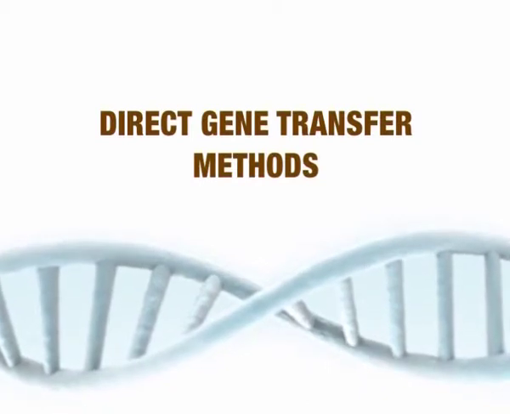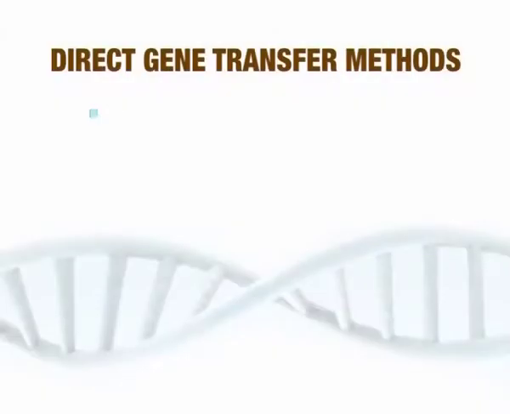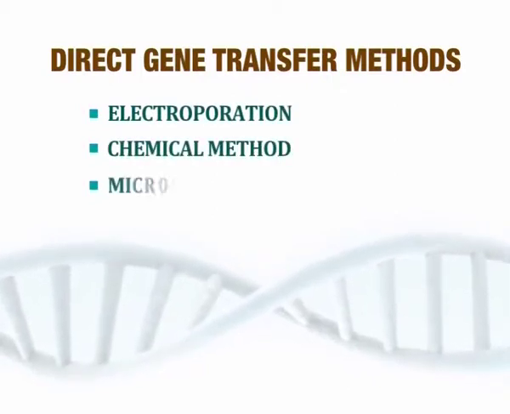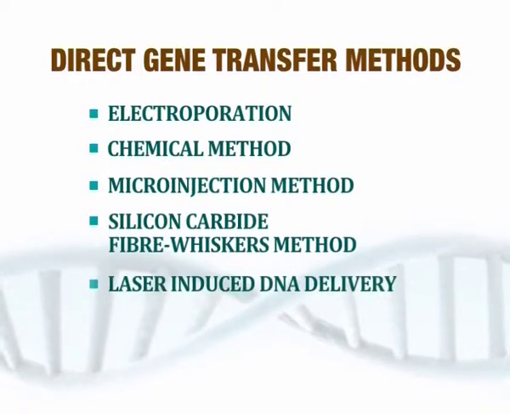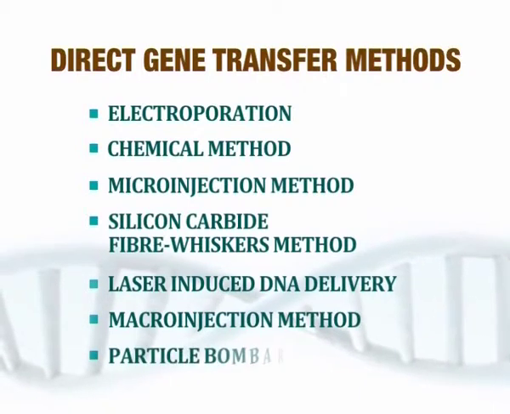Now we will go to direct gene transfer methods. The direct gene transfer methods involve the transfer of genes to plant cells without the involvement of any biological agent. The direct delivery of desired gene into the plant cell was considered important as monocot plants could not be transformed by indirect method using Agrobacterium tumefaciens. Several direct methods developed which are now employed for the successful transformation of plant cells are electroporation, chemical method, microinjection method, silicon carbide fiber whisker method, laser-induced DNA delivery, macroinjection method, and particle bombardment method.